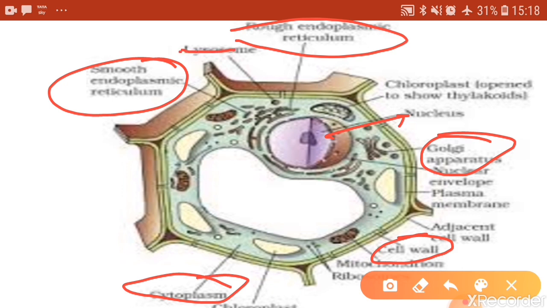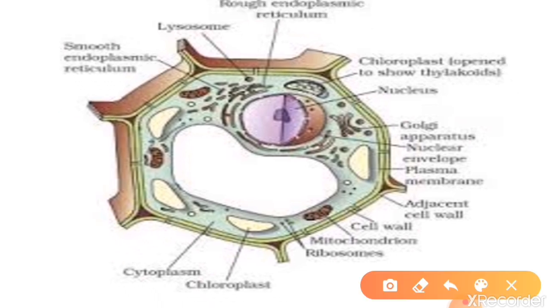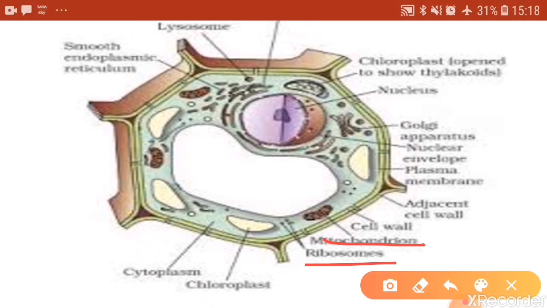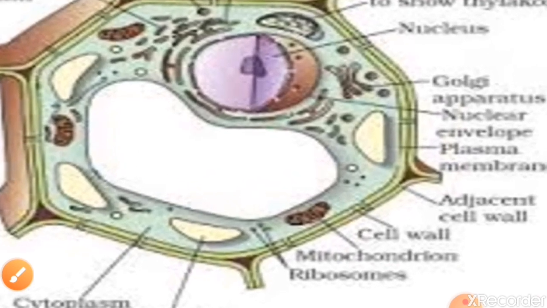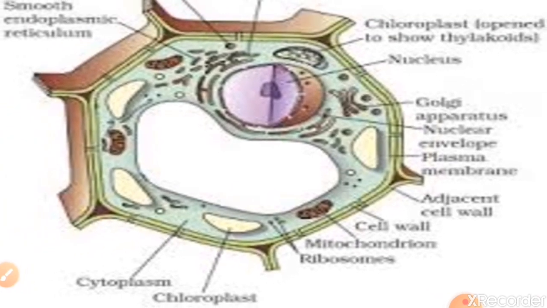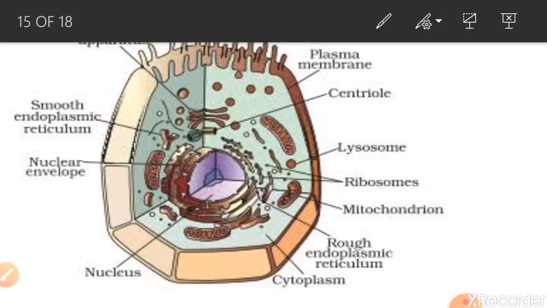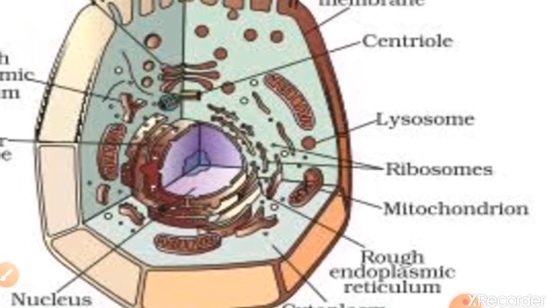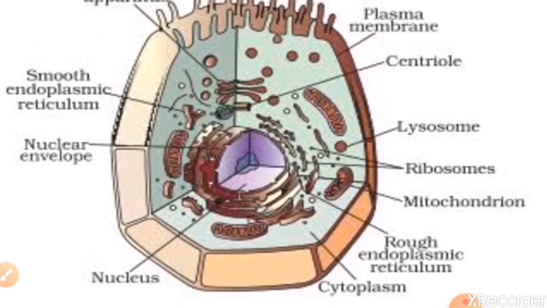Lysosomes are not present in plant cells. And then you also find that mitochondria and ribosomes are all present in animal cells also. So the diagram shown over here is the diagram of plant cell that's given in your NCERT book, and the next is the diagram of animal cell. Just have a look at the diagram of animal cell that's given in your NCERT also.